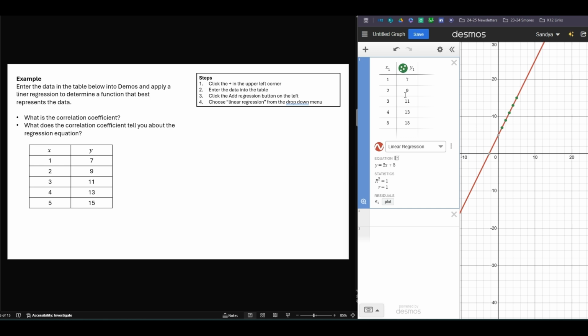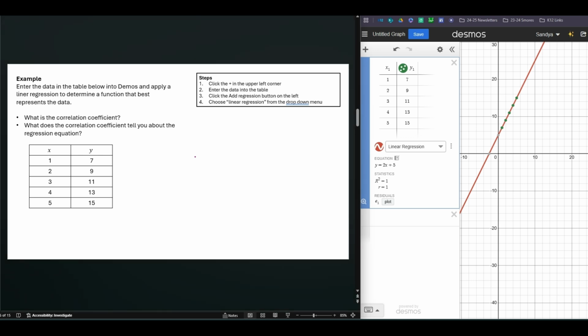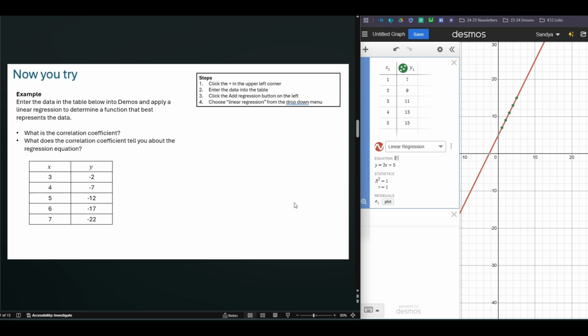You can see that as we're typing in the data points, it plots the scatter plot. And when you do the linear regression, it'll give you the equation of the line and graph it over your data points. The equation that it gives us is y equals 2x plus 5. Notice here it also gives us the r value. It says r equals 1, and that means this line is a perfect fit for our data points because you can see it passes through every single data point on our graph.